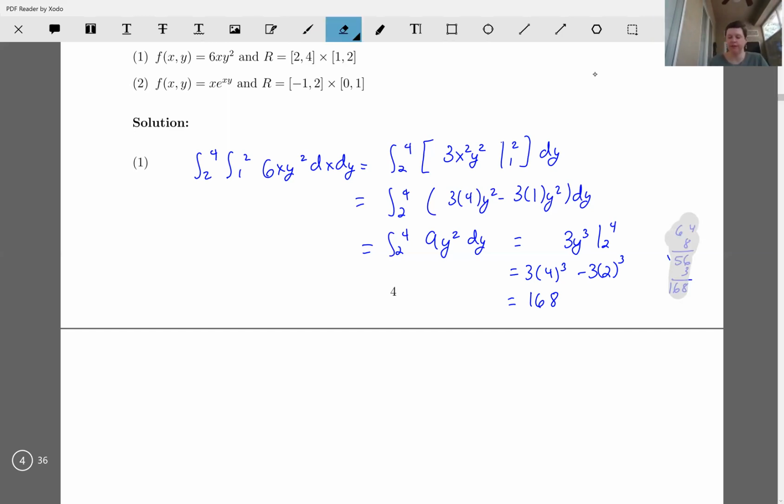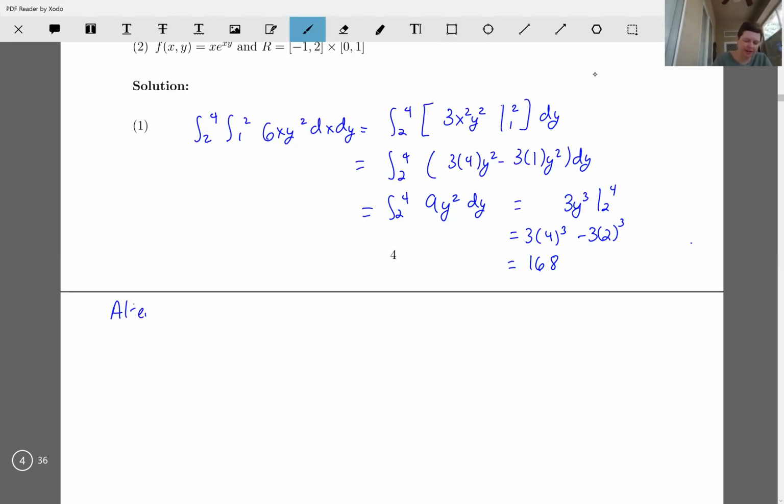Well, let's check if I made any mistakes. We'll do it the other way. So alternately, we could have done the integral 1 to 2. We could have integrated over y first.